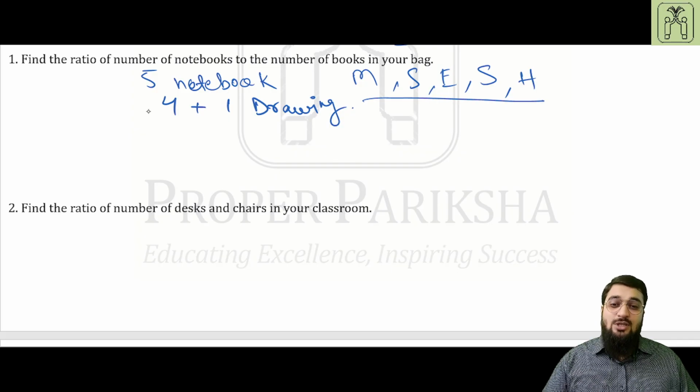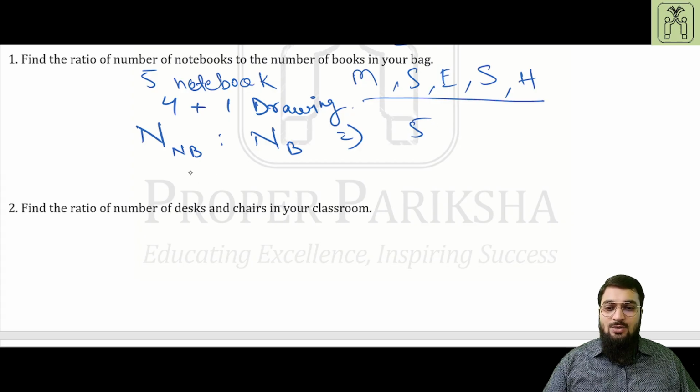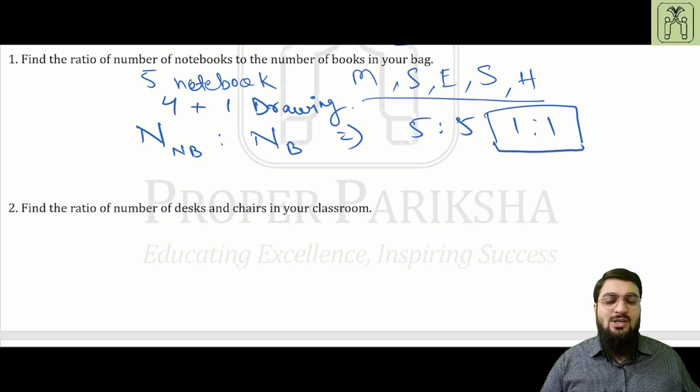Now let us do the ratio part. And how will we do that? We will do the ratio of number of notebooks to number of books. So we'll write NN is to NB, and that means that we have a total of 5 is to 5, and therefore the ratio will be 1 is to 1. It is a very general example because the number of books and the number of notebooks will generally be the same.